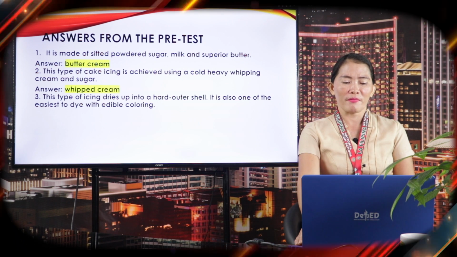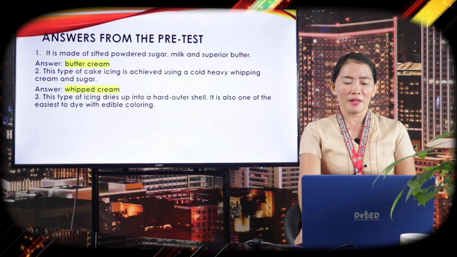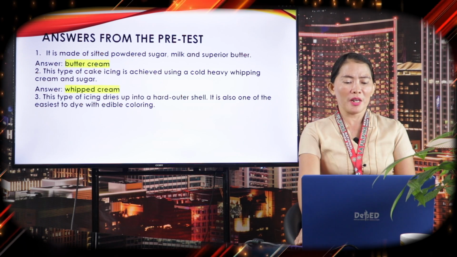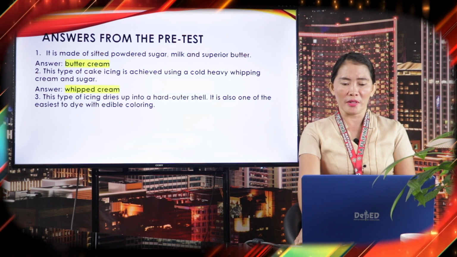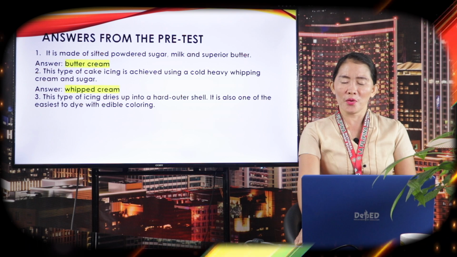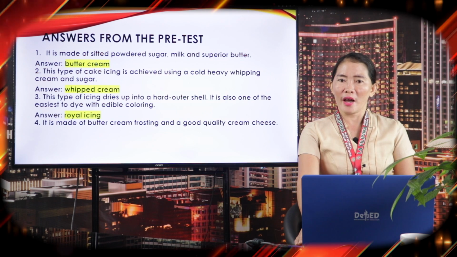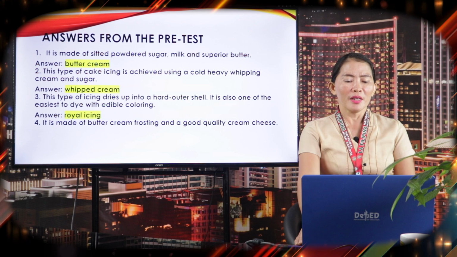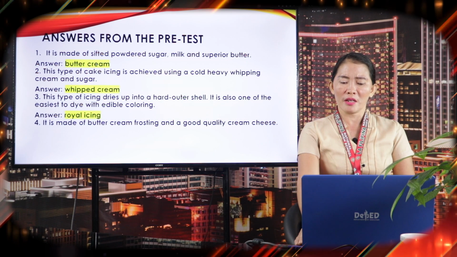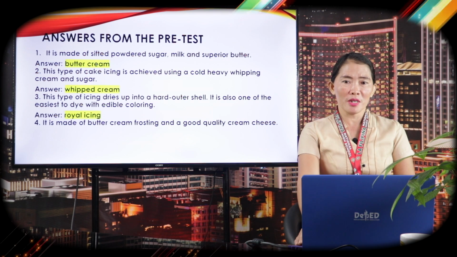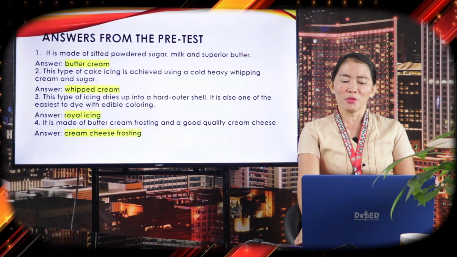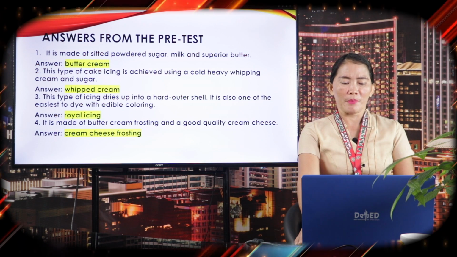Number 3. This type of icing dries up into hard outer shell. It is also one of the easiest to dye with edible colorings. The correct answer is royal icing. Number 4. It is made of buttercream frosting and a good quality cream cheese. The correct answer is cream cheese frosting.